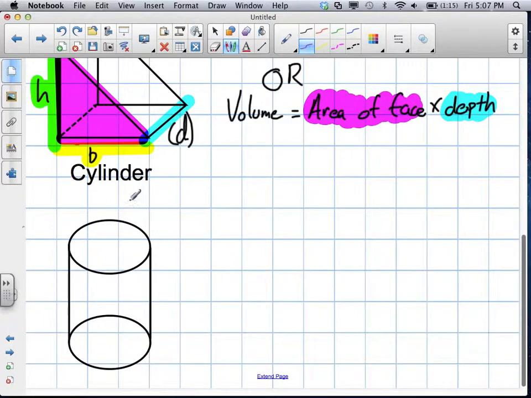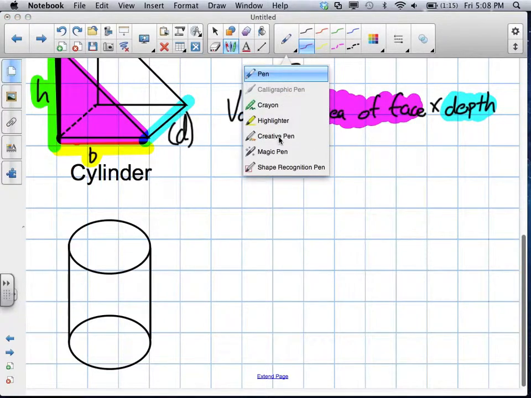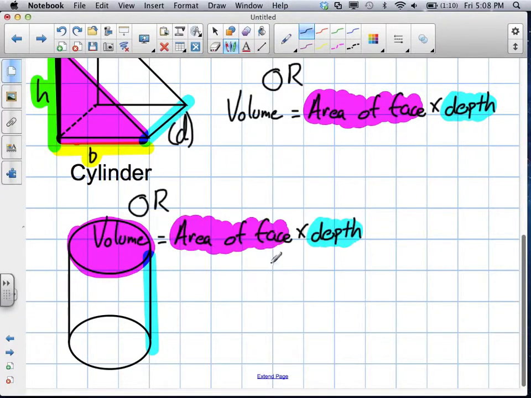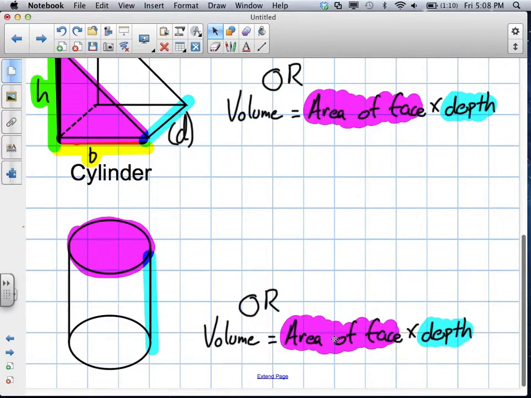Here we go. Now, cylinder. It doesn't say prism, but this is essentially a prism in itself. What would the face of this cylinder be? Circle. Yeah, exactly. So again, we're going to just highlight the face of this. Okay. And this would be pretty much our depth. Now, they're going to write the formula out a little differently, but we're going to write it our way first. Here we go. This is our volume of the face times the depth, right?